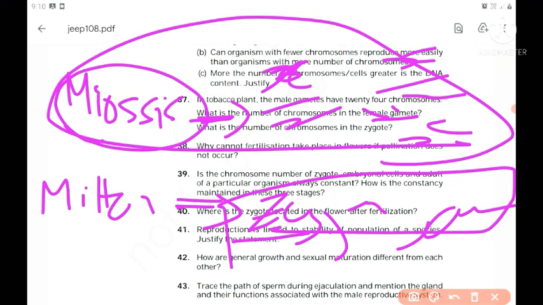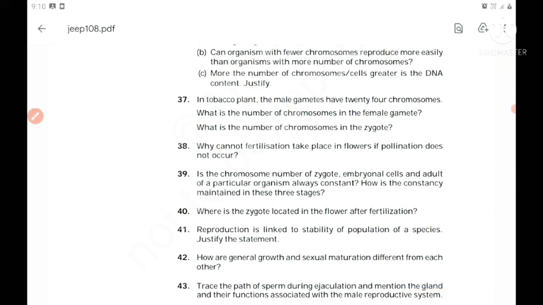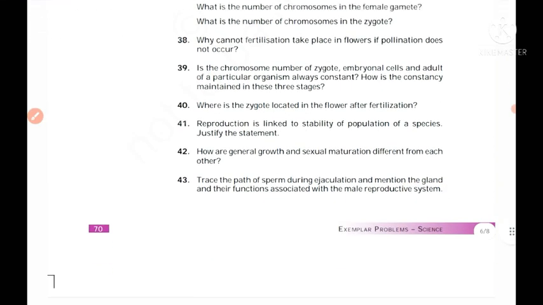See, when you're zygote, you won't be having 22. Next, you won't have 23. Next, when you're adult, it doesn't become 24. Obviously, it stays constant after the fertilization. That is mitosis. So therefore, in all these three stages, which is zygote, embryo, and adult, we have the same number of chromosomes. We are clear with that. We'll move on to the next question.